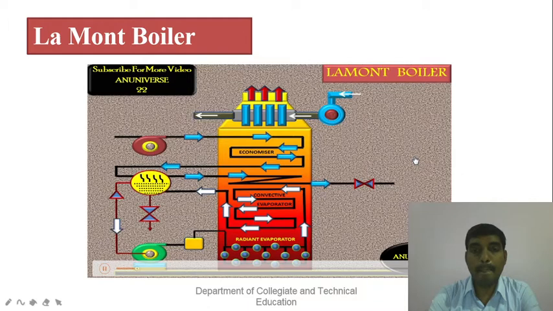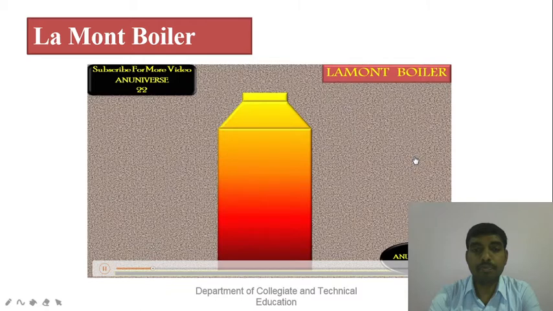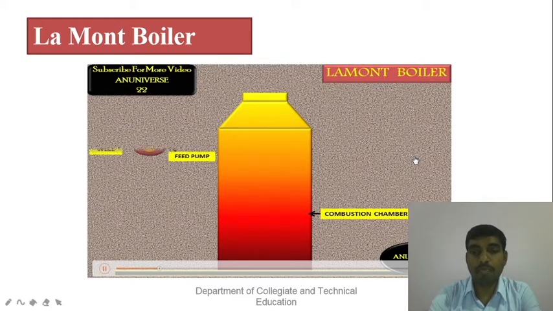Now what is the principle of the Lamont boiler? The circulation of the water and steam mixture takes place with the help of an external pump which supplies water at higher pressure than in a natural circulation boiler. Now we will discuss the main components of the Lamont boiler. This is the combustion chamber. Generally the furnace in a Lamont boiler is vertical, and the main function of the furnace is to burn the fuel.